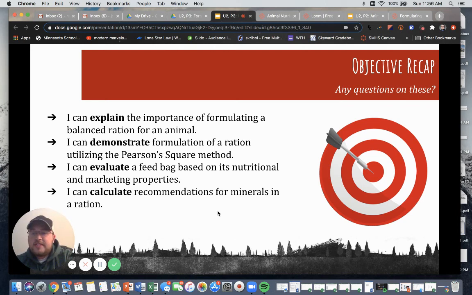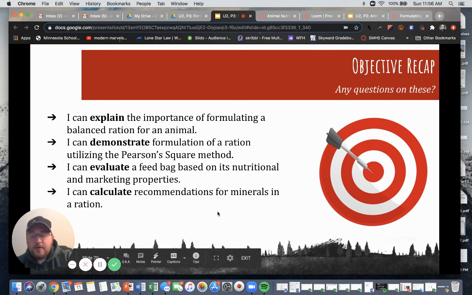Now you'll be able to explain the importance of formulating a balanced ration. You can demonstrate formulation of a ration utilizing the Pearson square method. You can evaluate a feed bag based on its nutritional and marketing properties, and you can calculate recommendations for minerals in a ration. Again, if you have any questions, always feel free to send me an email, reach out.